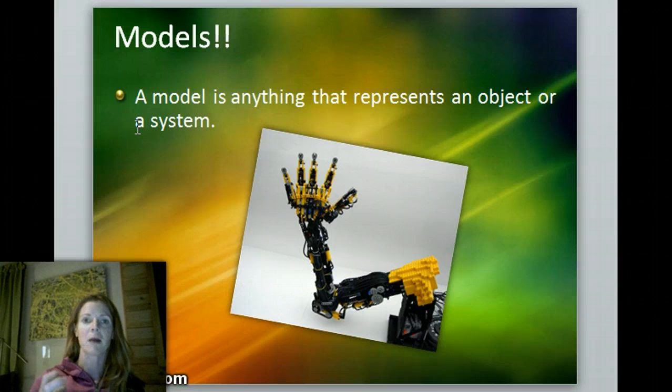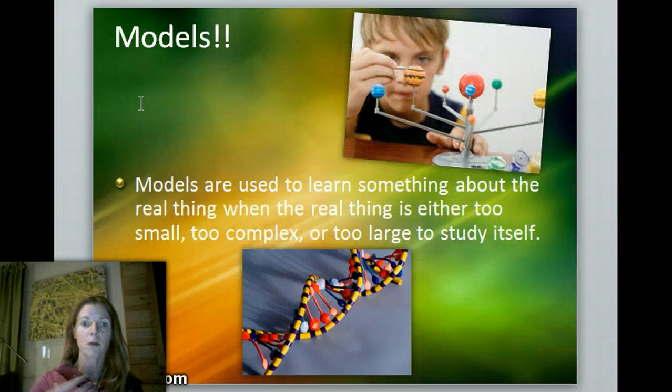Why it's so important to think about models when we talk about the technological design and that process is that we use models. That can be part of our design and part of figuring out what's going on and basically coming up with a solution. So models are anything that represents an object or a system. We can use models to further study something, to gain a better understanding of something. So it's interesting how much we use models in conjunction with our technological process and design and those steps that you must take in order to come to a solution. So models are used to learn something about a real thing, basically.